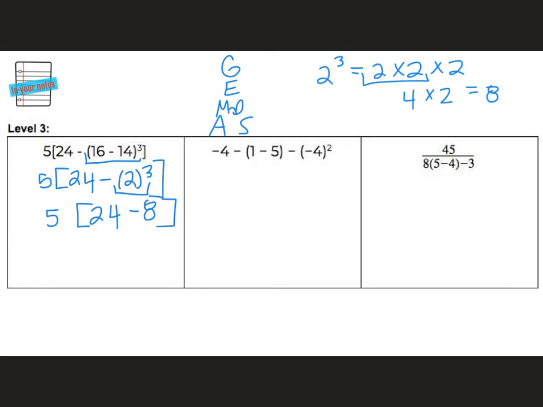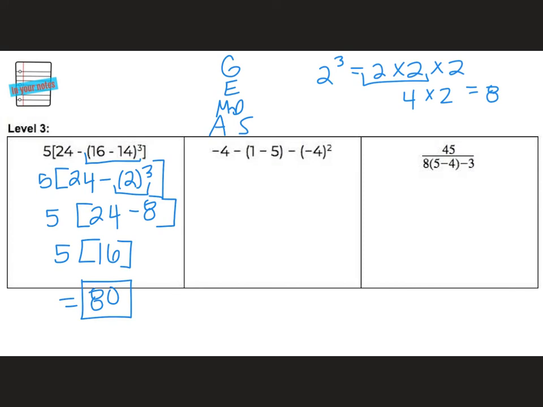Now we'll finish in these brackets. 24 take away 8 is going to give us 16. And we'll see here to finish a big problem to multiply here. 5 times 16 will give us 80. It's okay to use a calculator there if you needed help on that last step.